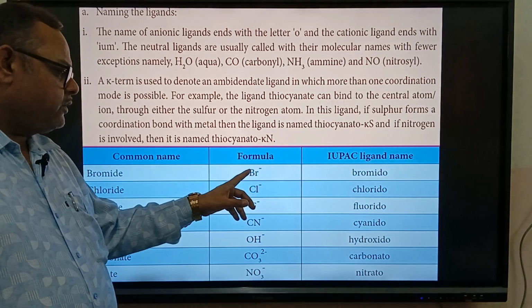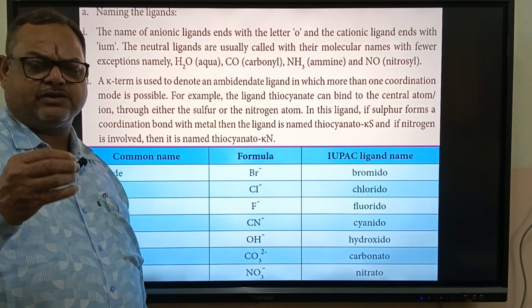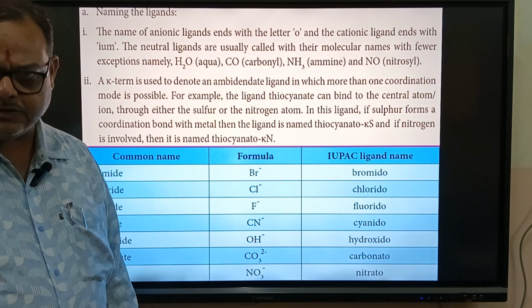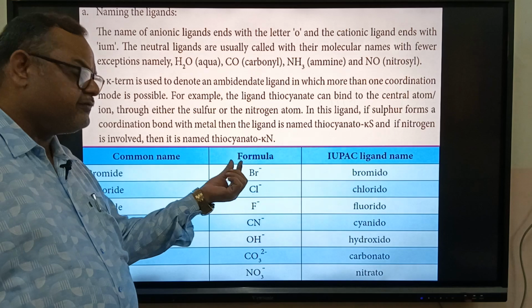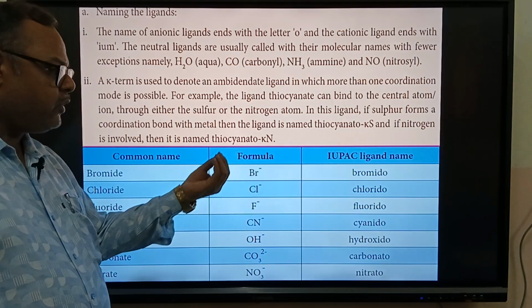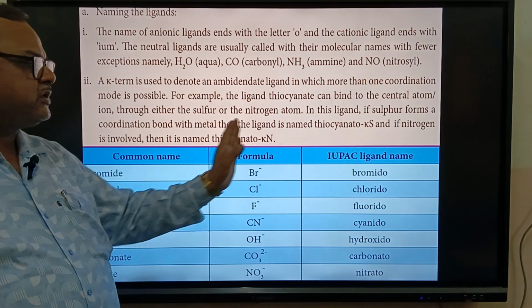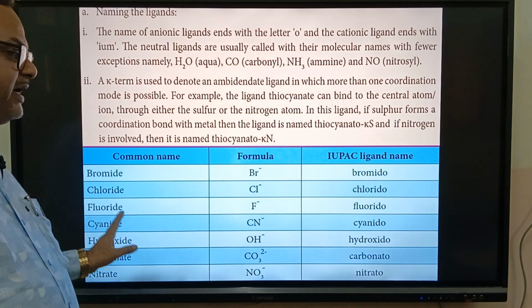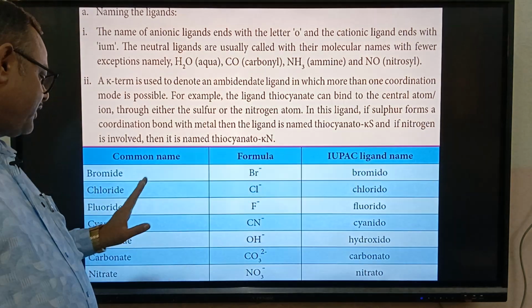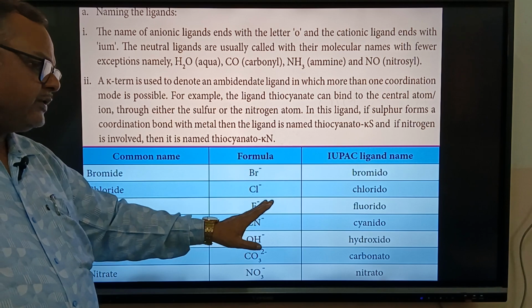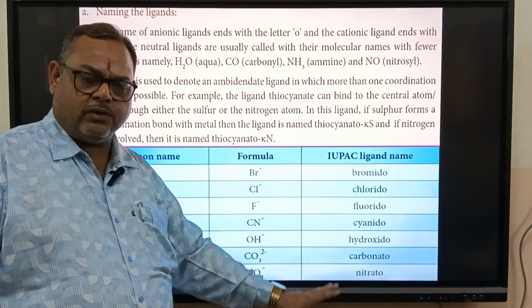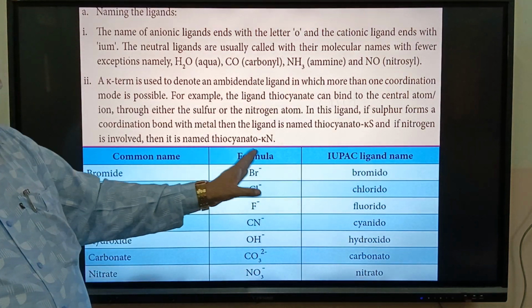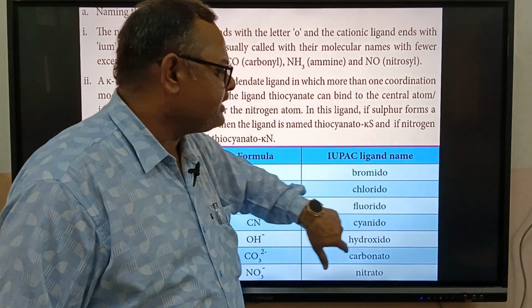Now, the anion's name usually ends in -ide. So we remove the letter e and put o. So bromide becomes bromido, chloride becomes chlorido, fluoride becomes fluorido, cyanido, hydroxido, carbonato, nitrato, and so on. Few more are on the display.